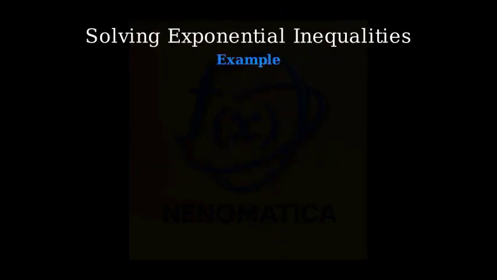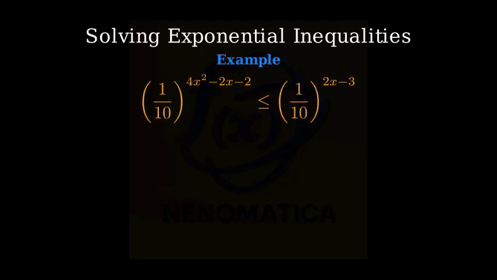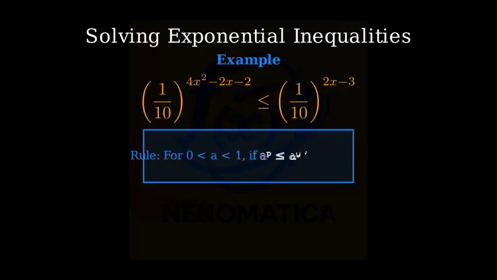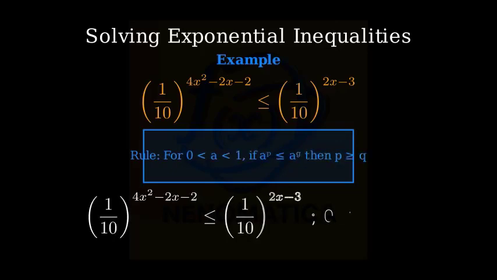Let's begin with our example. We need to solve the inequality where 1/10 raised to the power of 4x squared minus 2x minus 2 is less than or equal to 1/10 raised to the power of 2x minus 3. First, let's recall important properties of exponential inequalities. For exponential expressions with the same base, we need to consider whether the base is between 0 and 1. In this case, our base is 1/10, which is between 0 and 1.